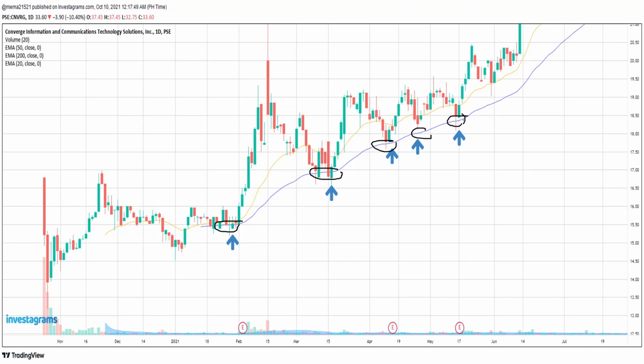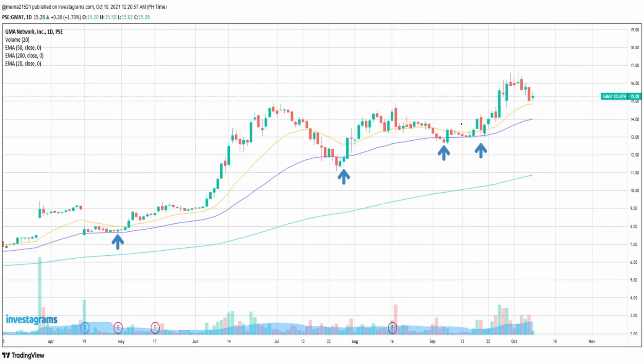Makikita din natin na every now and then lumulusot yung mga week niya, no? But that's okay. Ang mahalaga kasi dyan na titingnan natin ay mag-bounce yung ating stock doon sa EMA 50. Right? So this one is considered a healthy uptrend.